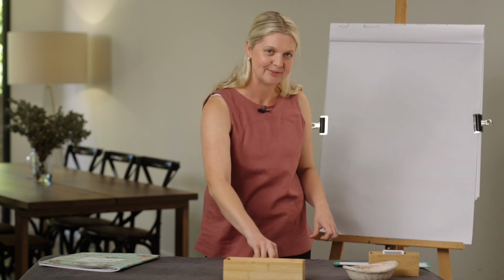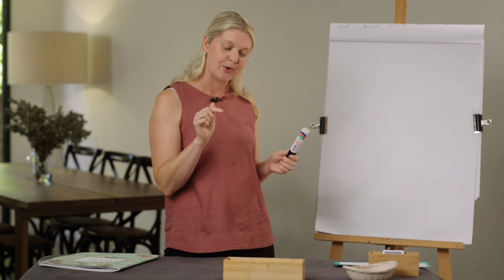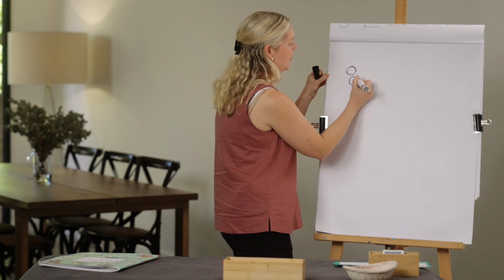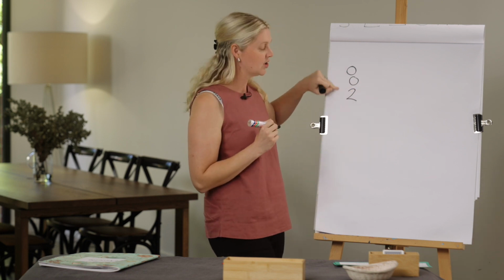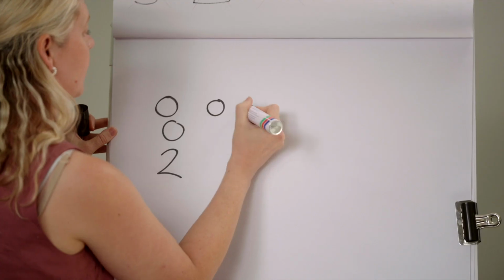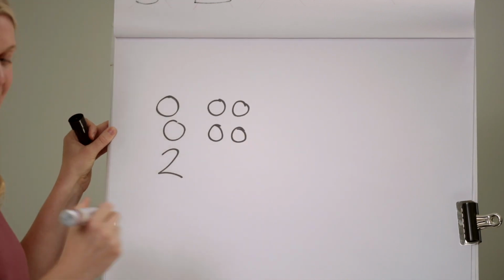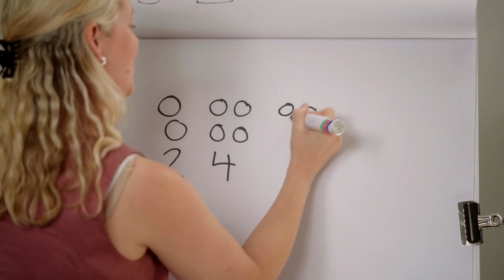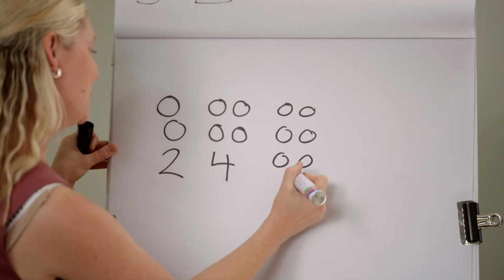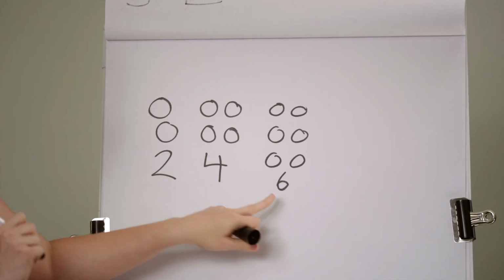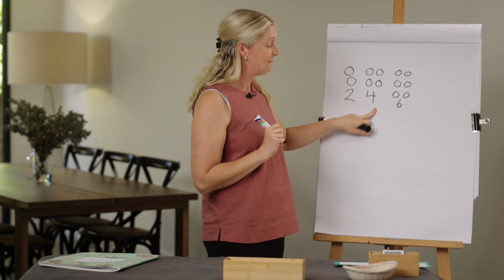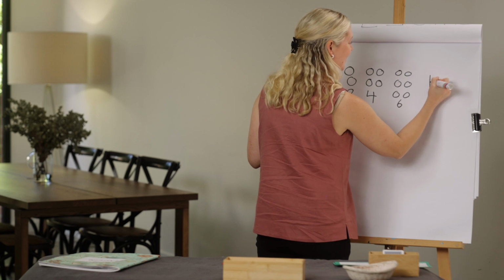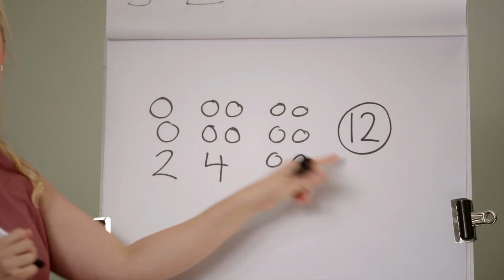Let's record this. I'm going to record by drawing the counters this time. So we had 1 part, which was 2. Then our second part was 4. And our third part was 6. And we know 6 and 4 made 10. 2 more is 12. That is our total, 12.